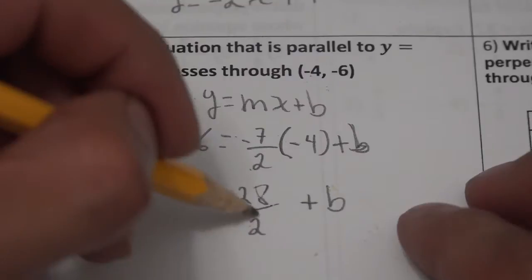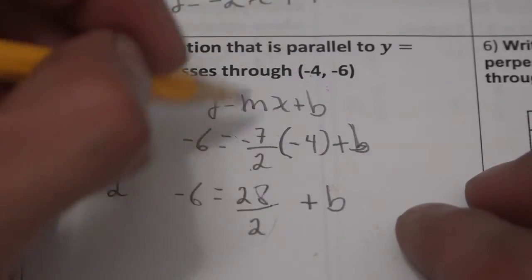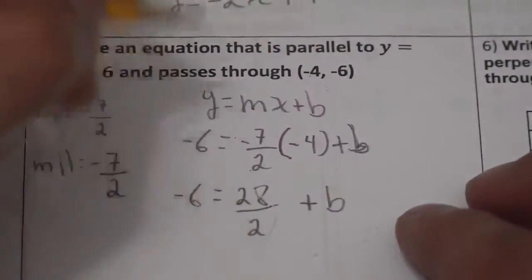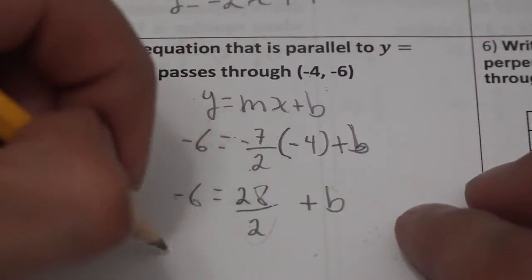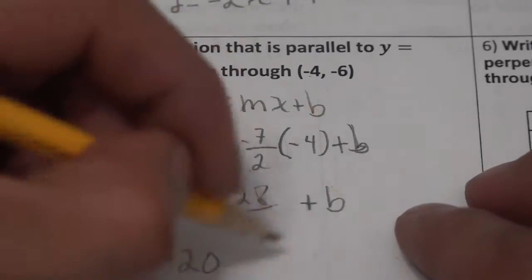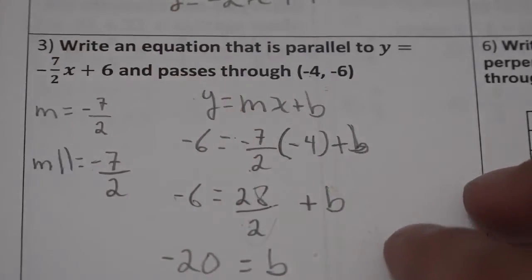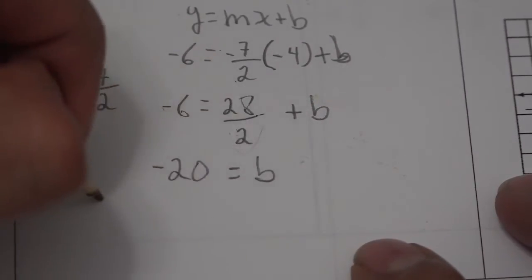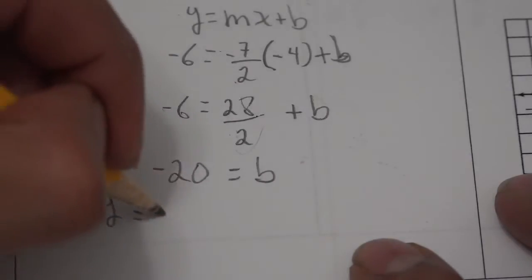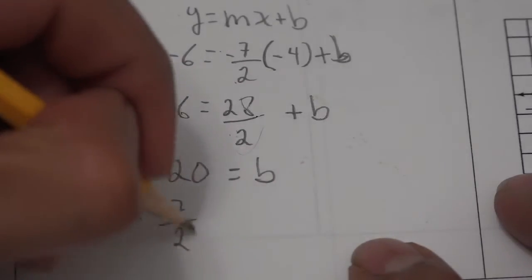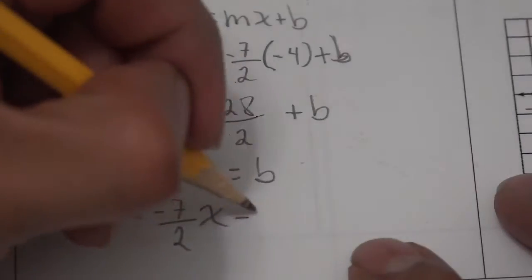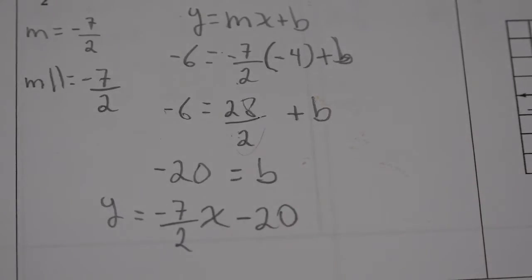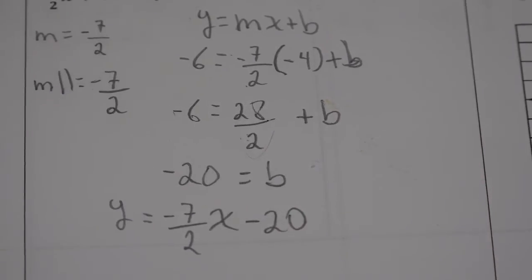Negative 6 equals 14 plus b. So what am I going to do with this 14? I'm going to subtract 14 on both sides, or I'm just going to take it and put it on the other side as a negative. So negative 6 minus 14 is negative 20, and that equals b. Okay, so now what? Now I write the equation, hello. So y equals the slope, negative 7/2, you put the x, which is always going to be there, and then plus the y-intercept, which in this case is negative, so it's negative 20. That's it. Alright, let's move on.